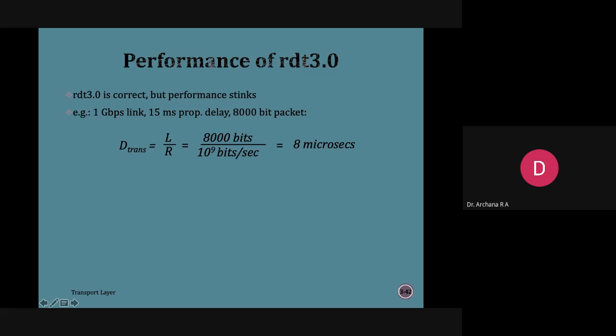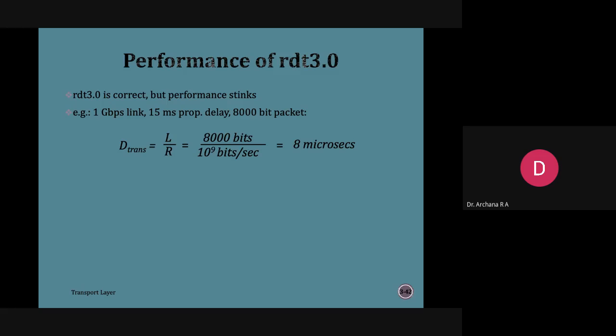And this R indicates rate, meaning the transmission rate. How many bits can be transmitted per second, or per unit of time? So it is about 1 Gbps. Already they have specified 1 Gbps, that is 1 into 10 to the power 9, which means 10 to the power 9 bits can be transmitted per second.